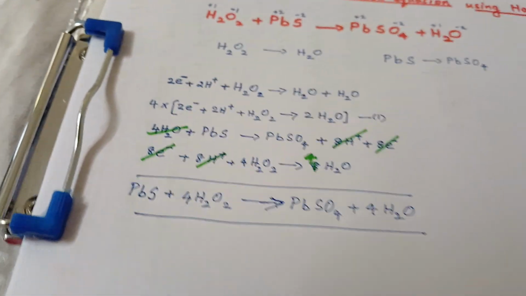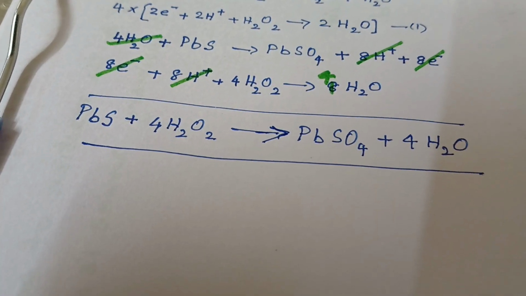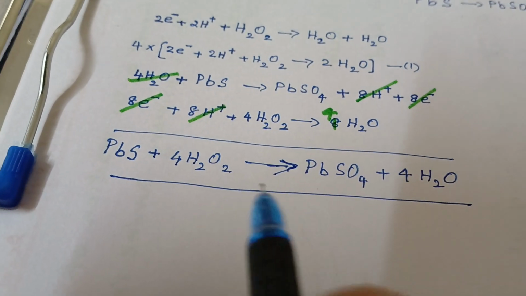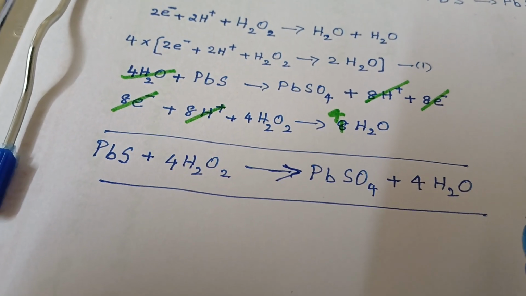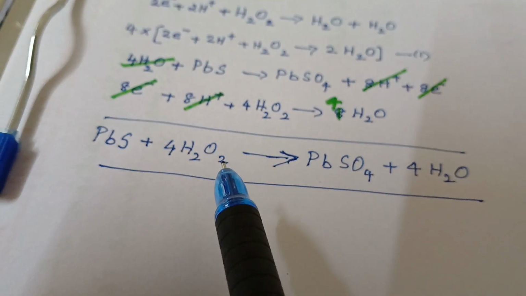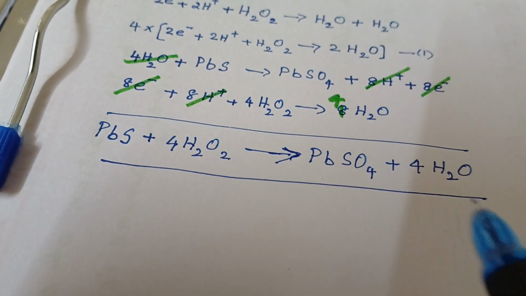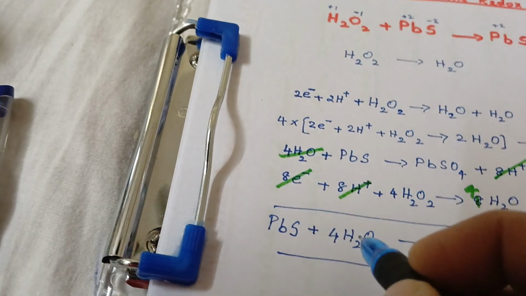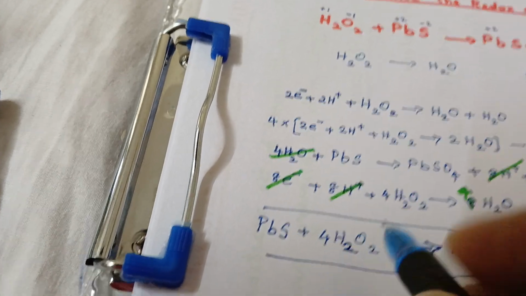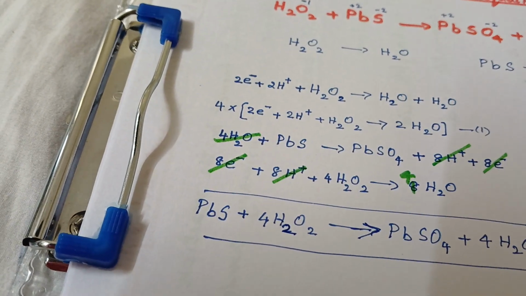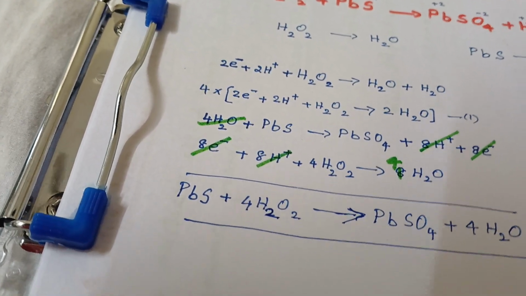We are not asked to do it in the acid medium or basic medium. So when it is so, we can do it like this. And there are no H plus ions, so we need not add any OH minus as it would be in the basic medium. So we can just leave it like this only. So this is the balanced equation.